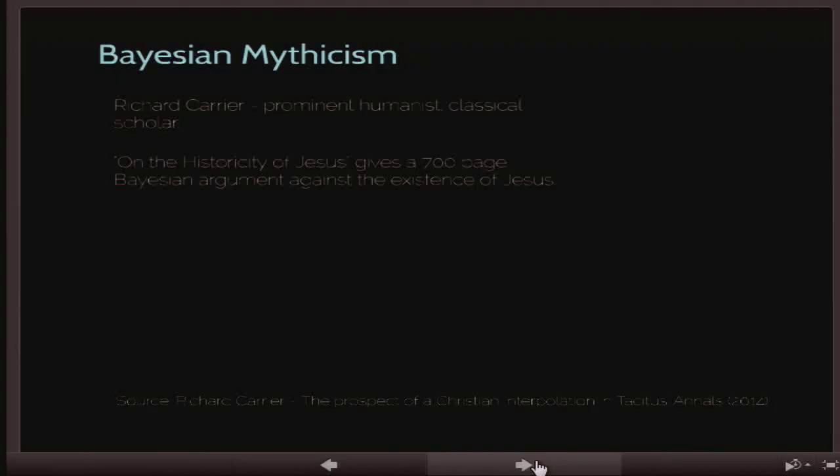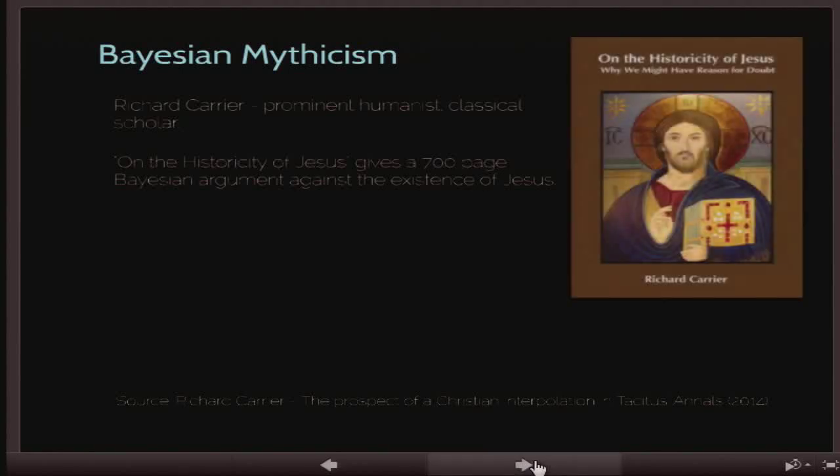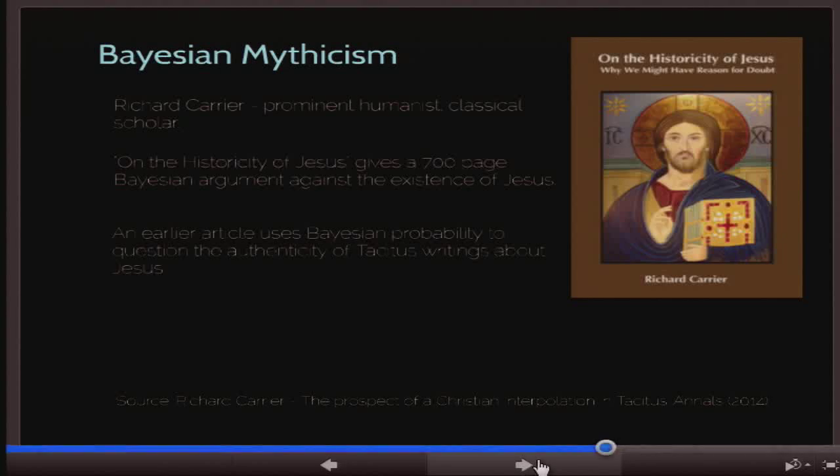So, I want to talk about Richard Carrier and his position on this. He's a prominent Cumanist classical scholar. Now, he's just put out a book. I haven't had a lot of time to look at it. It's 700 pages long, and sets out to demolish the existence of Jesus using a Bayesian argument. There's some quality scholarship in there, but what I'm looking at today is an earlier paper where he looks at the issues with a passage in Tacitus that ties together Christ and Pontius Pilate and the persecution of Christians by Nero.